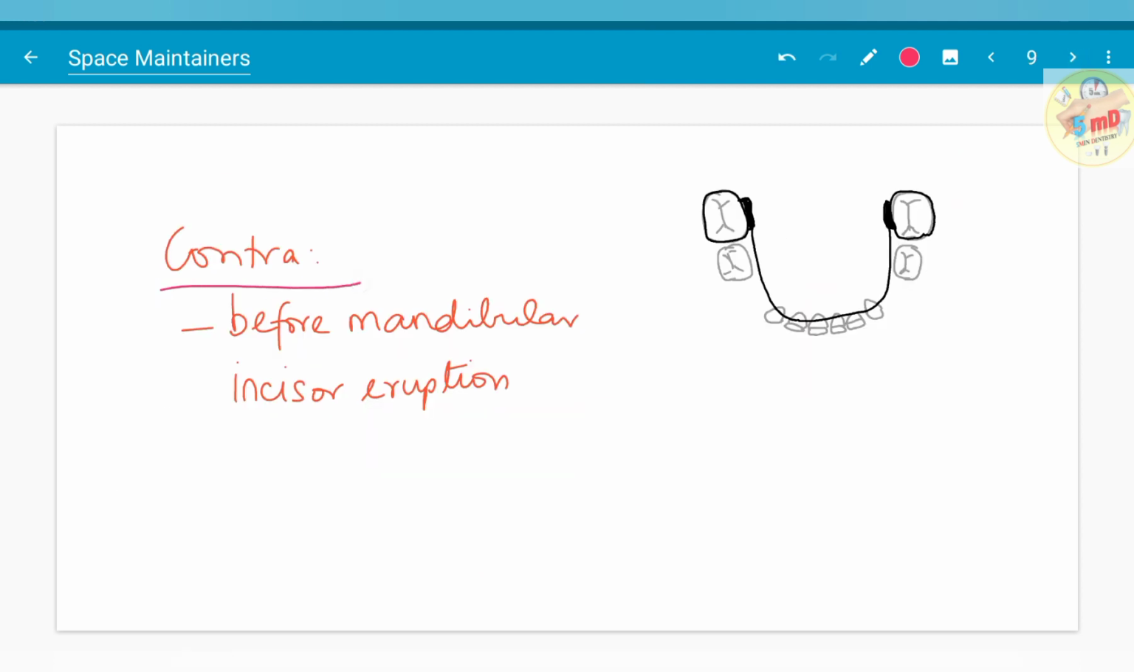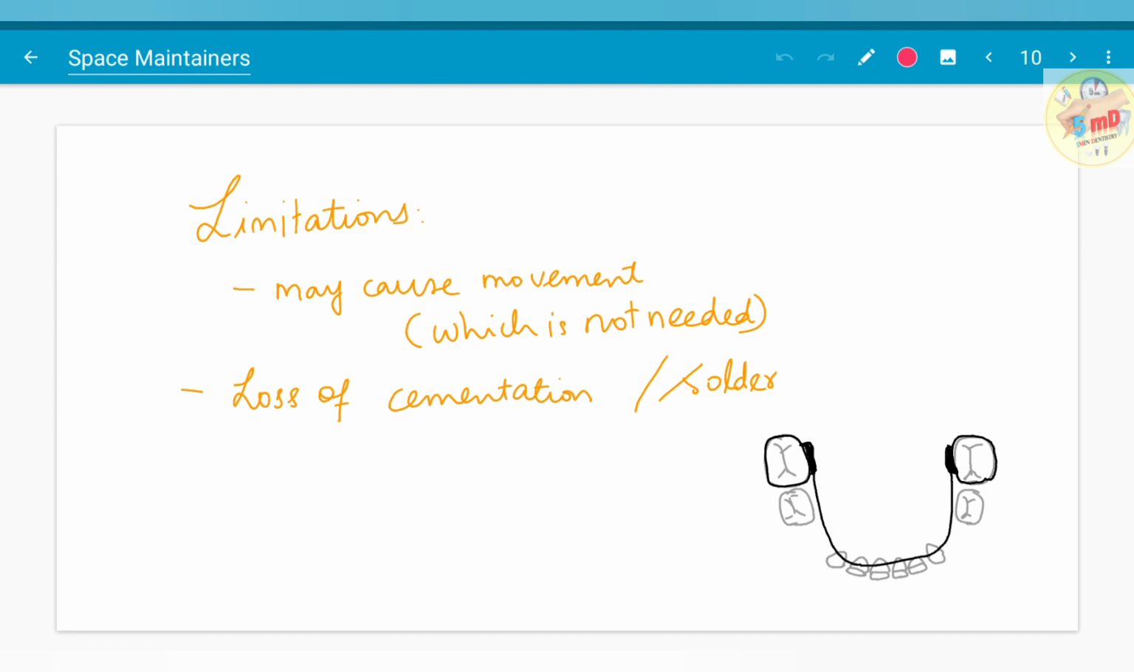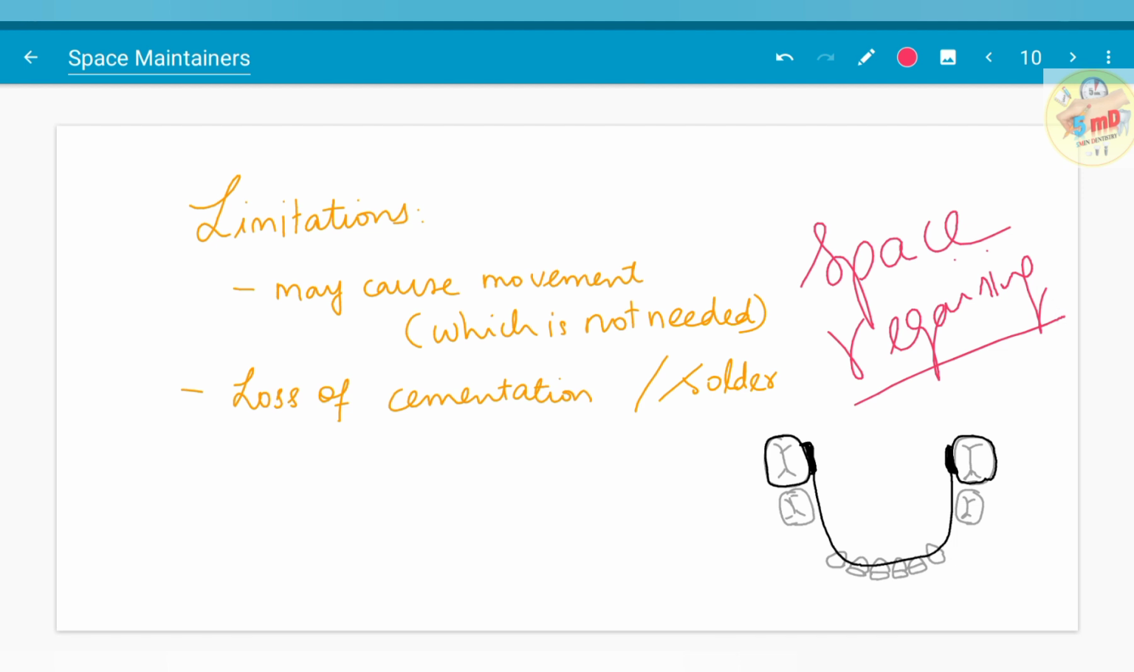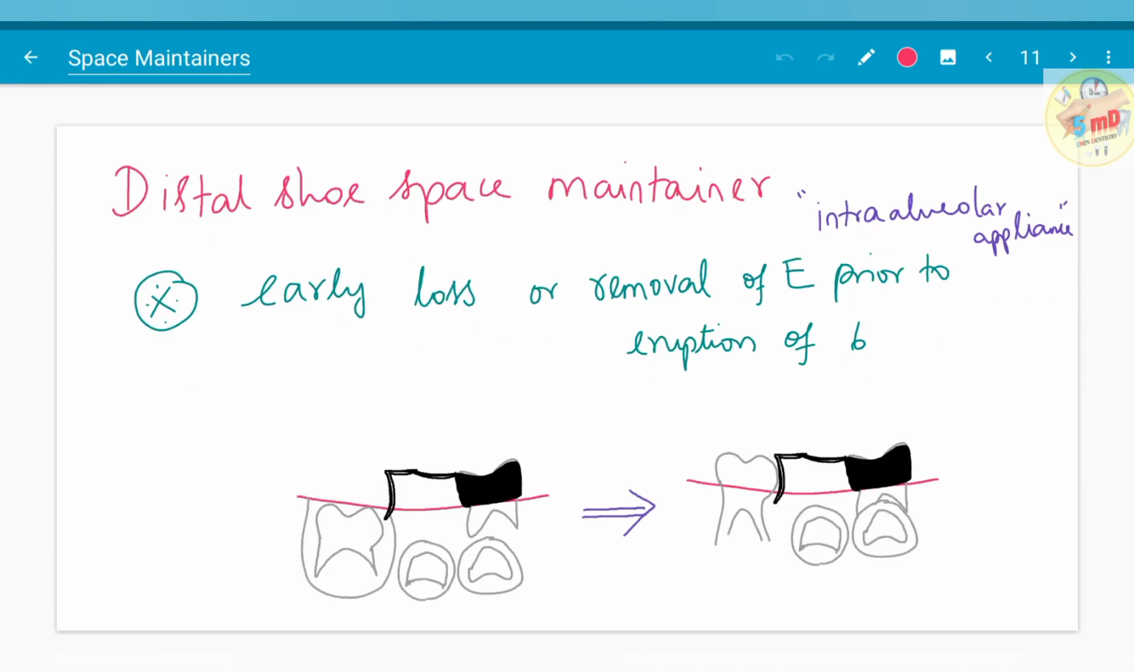Contraindications include before the eruption of mandibular incisors. As you could see, it takes support from the mandibular incisors. Limitation is that it may cause movement. As we are also using it for space regaining, it could also act as a limitation. When the space regaining is not needed, it may cause unnecessary movement. A loss of cementation or loss of solder can lead to failure of the appliance, which needs repair.